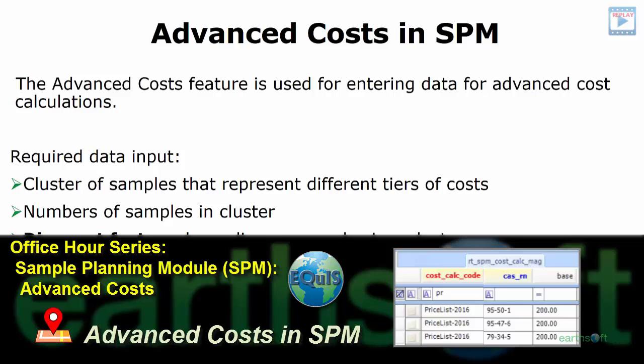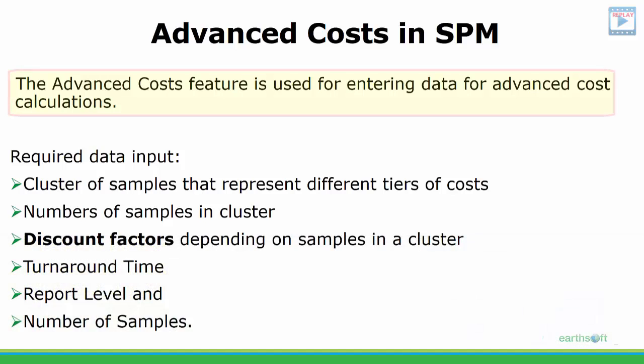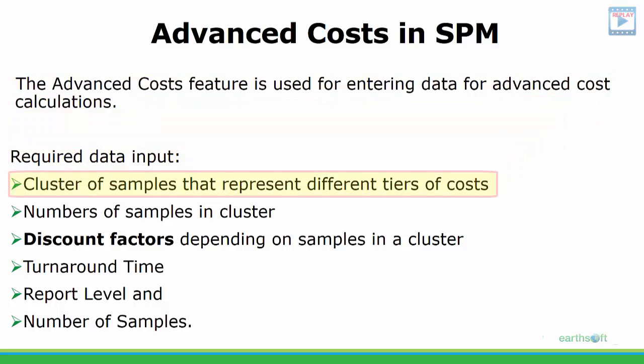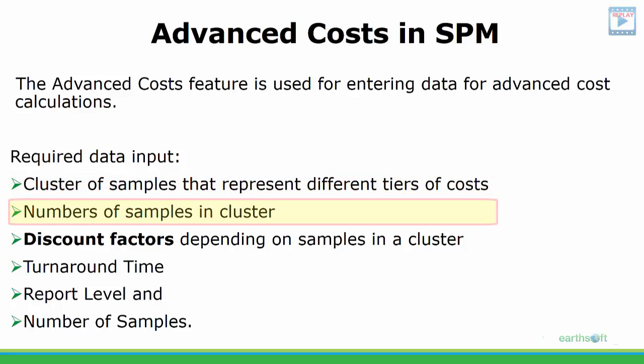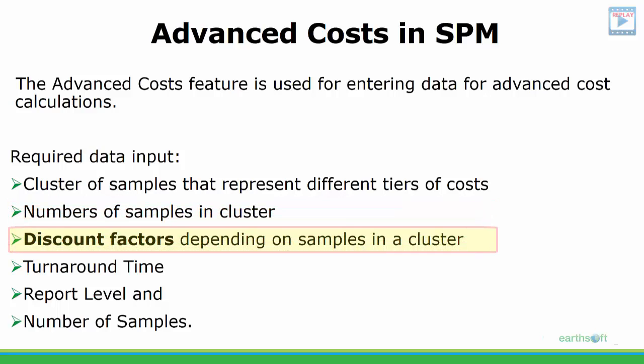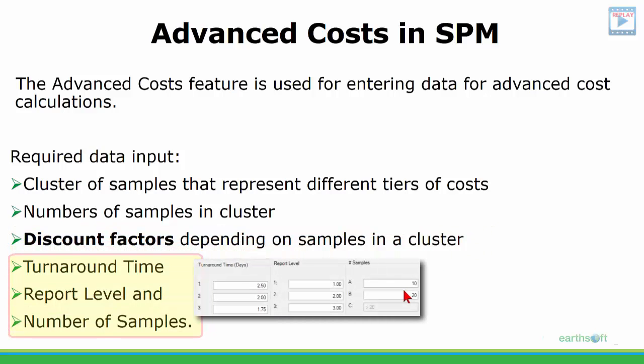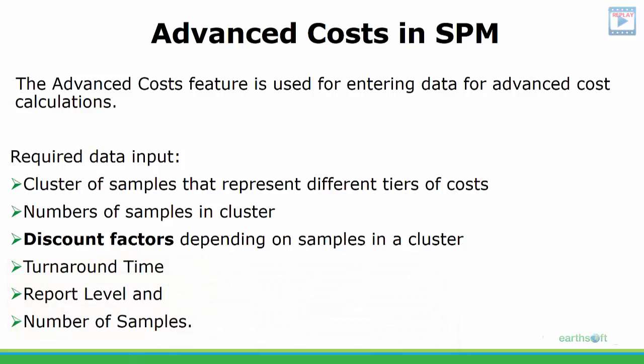So the advanced cost feature, as I was pointing out before, is used for entering data for advanced cost calculations. We do have some required data input, and that would be the cluster of samples that represent different ranges of costs, the numbers of samples in each of those ranges, in each of those clusters. Also, the discount factors that depend on samples that are in a cluster, the turnaround time, the report level, and the number of samples.